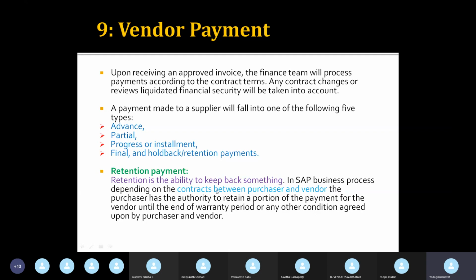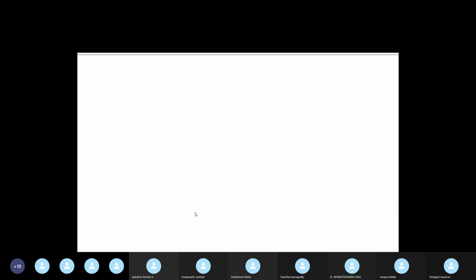In SAP business, depending on the contract between the purchaser and vendor, the purchaser has the authority to retain a portion of the payment to the vendor until the end of the warranty period or any other condition agreed upon by the purchaser and vendor.